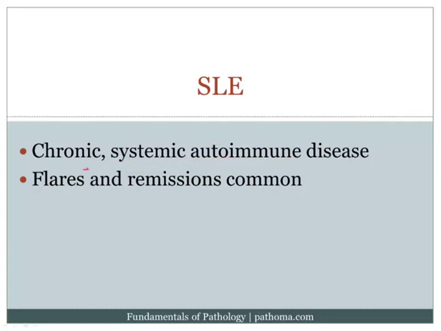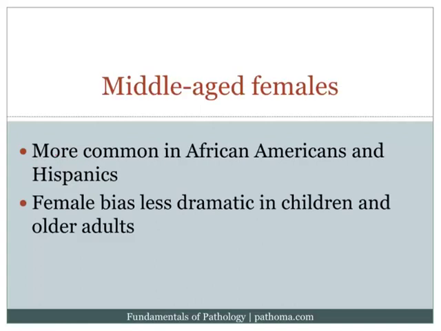This disorder will be associated with flares and remissions, so the patients will get a flare in which the symptoms will become worse, and then that'll remit, and then over time they'll develop another flare, and then that will remit, and then over time they develop another flare, and that's a common state of occurrence for patients with lupus. It classically arises in a middle-aged female, as is relatively common with autoimmune disorders, and it is more common in African Americans and Hispanics.